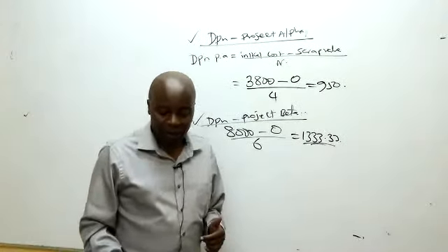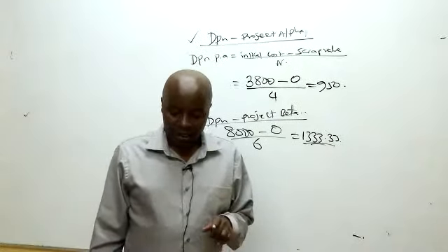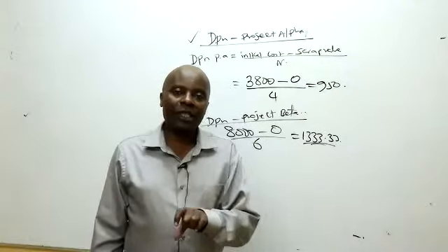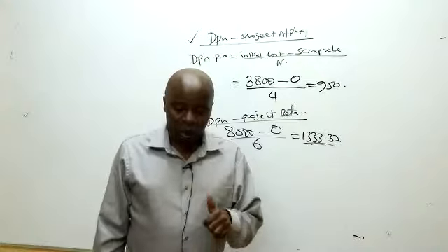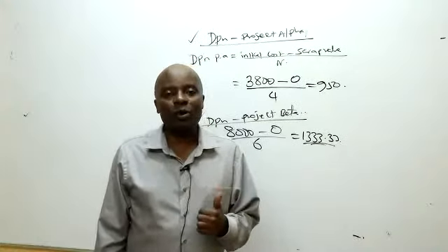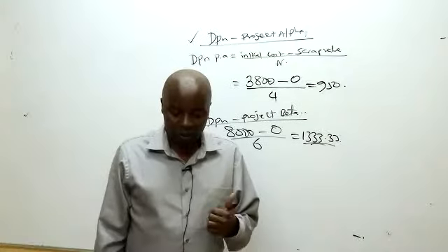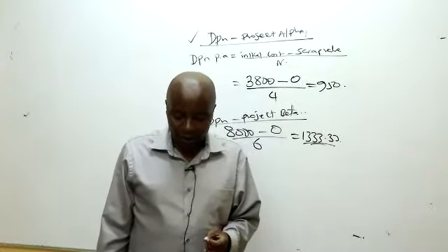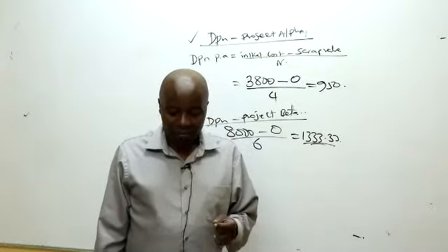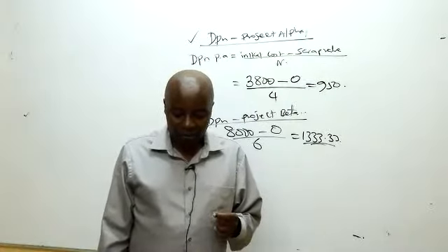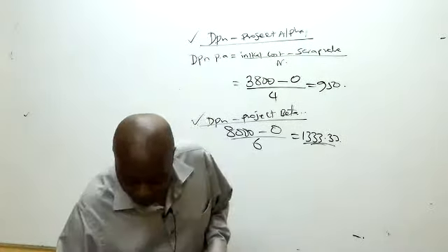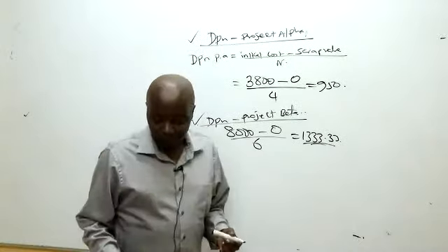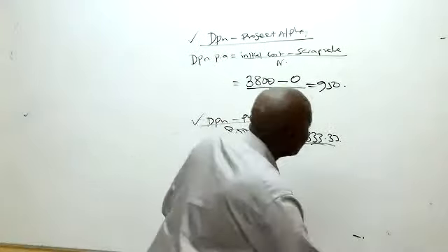Now, ladies and gentlemen, look at the question: it requires using the discounted payback period method. So the key thing there is discounted. And remember, we do not discount profit. We normally discount cash flows. So you can see they have given us the project alpha pre-tax cash flows.